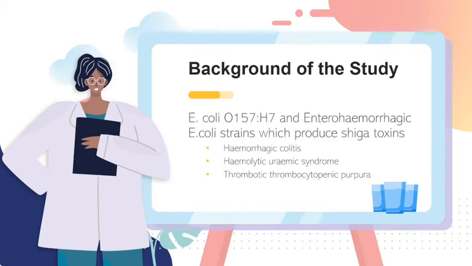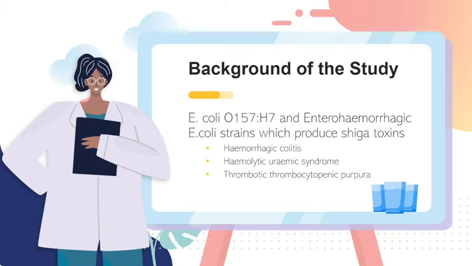The diseases presented here, such as hemorrhagic colitis, hemolytic uremic syndrome, and thrombotic thrombocytopenic purpura, are associated with Escherichia coli O157:H7 and enterohemorrhagic Escherichia coli strains, which produce Shiga toxins. The major reservoir of Escherichia coli that has these potent cytotoxins are the environmental waters.